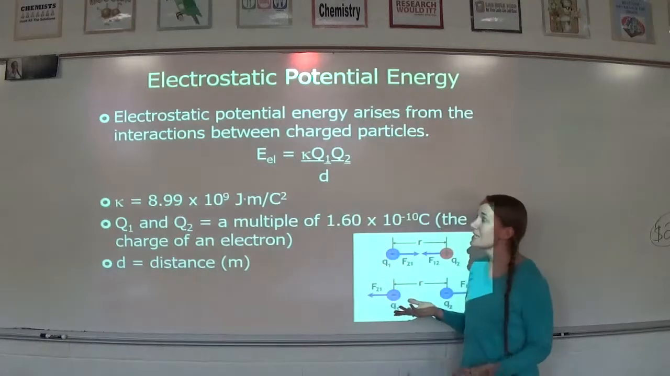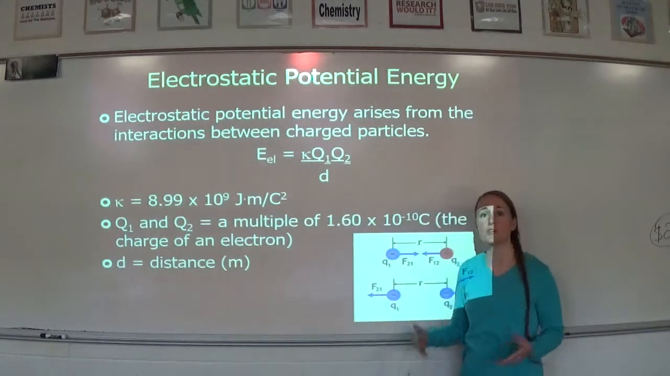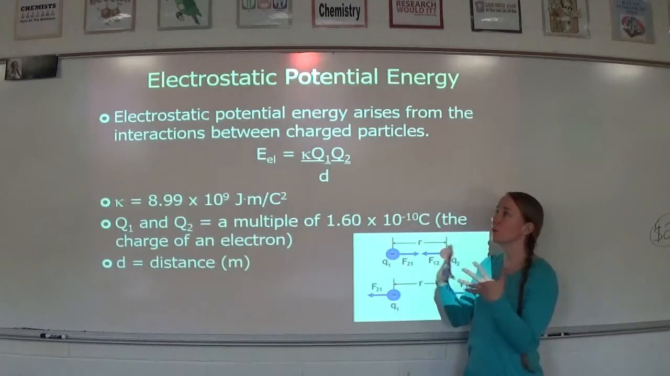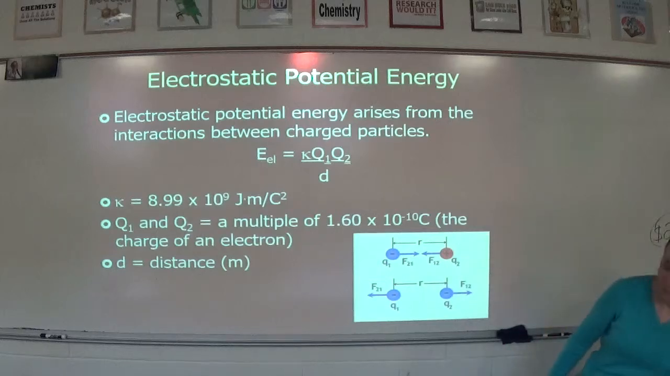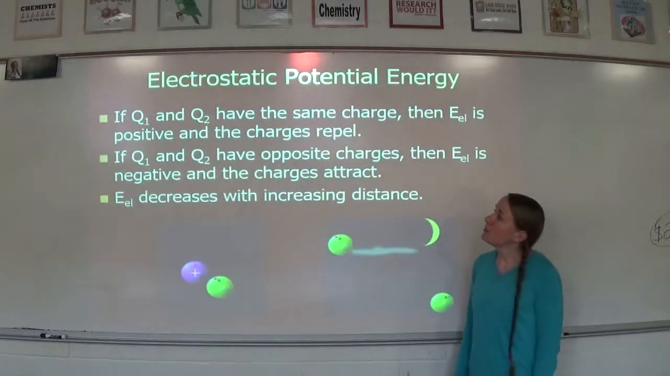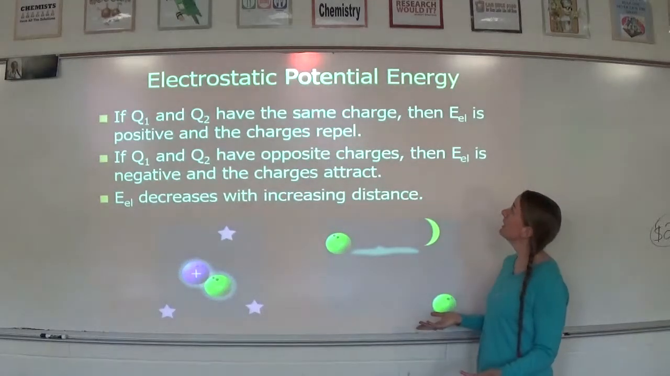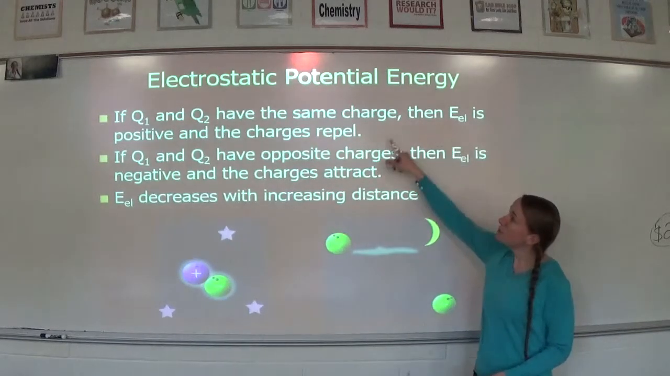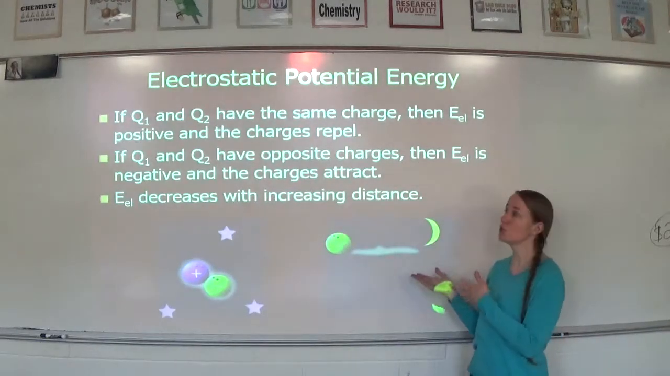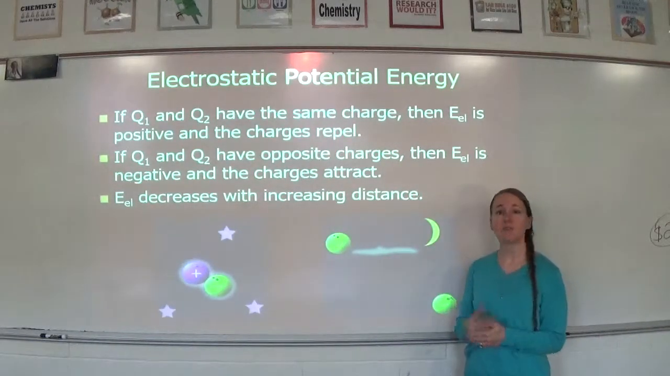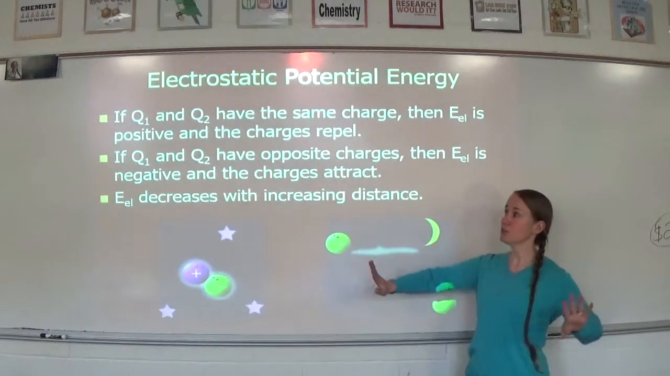Since distance is on the bottom, that means as distance increases, your electrostatic potential energy decreases. Because of course, the more energy, we want them to be close together. They need to be close. If Q1 and Q2 have the same charge, say they're both positive or both negative, the energy is positive and the charges repel. If all the numbers you plug into the formula are positive, energy will be positive. And remember, we talked about energy being most favorable when it's 0 or when it's losing energy, so it's negative.